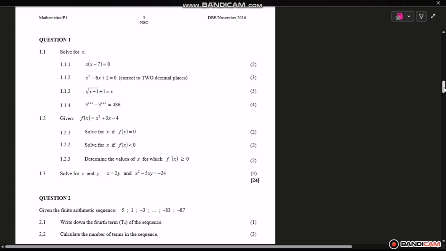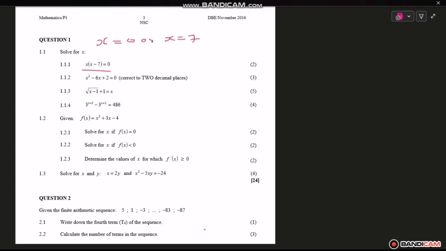So 1.1.1, we are asked to solve for x here. This is super easy. x equals 0 or x equals positive 7. So this is your answer. It's 1 mark each, since the mark allocation is 2. This is how they mark it.